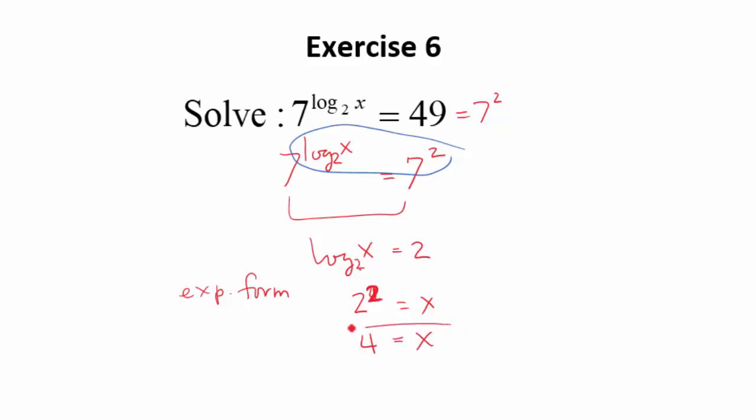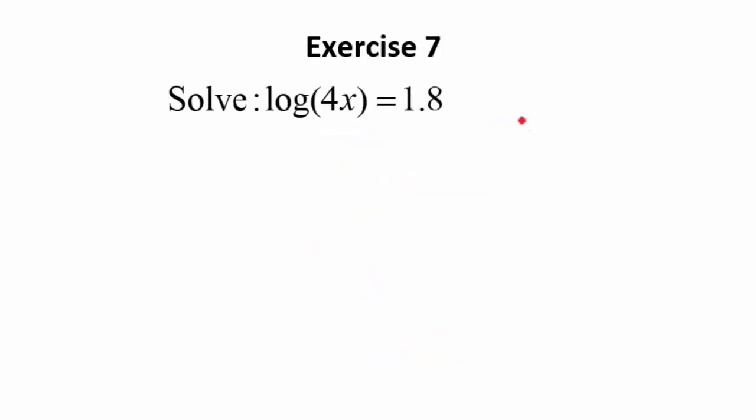Okay, now let's see if that even works out. What is the log of 4 to the base 2? The log of 4 to the base 2 is 2. So this whole thing is equal to 2. So 7 squared is 49. So it does check. All right, how about this one?